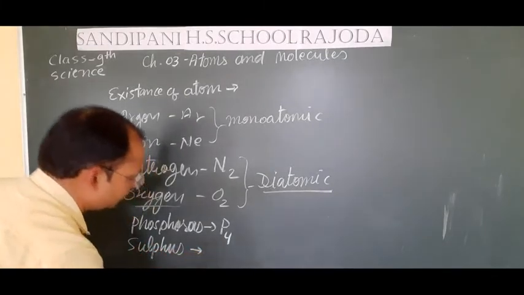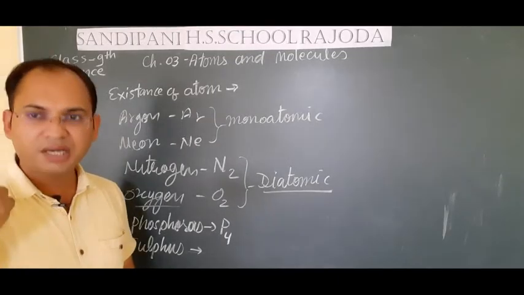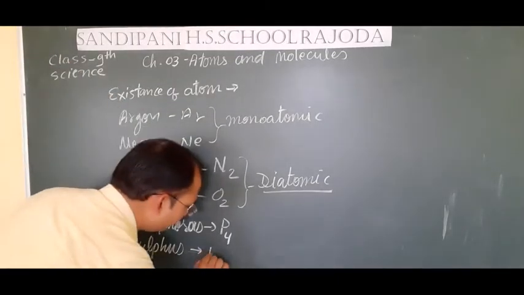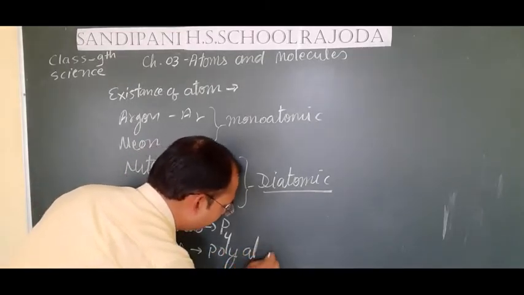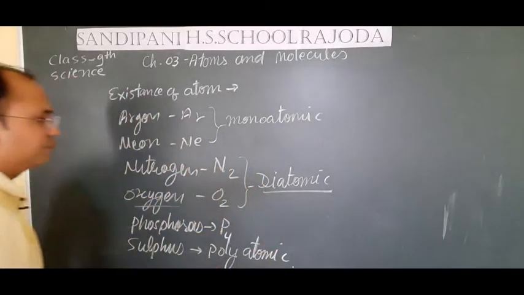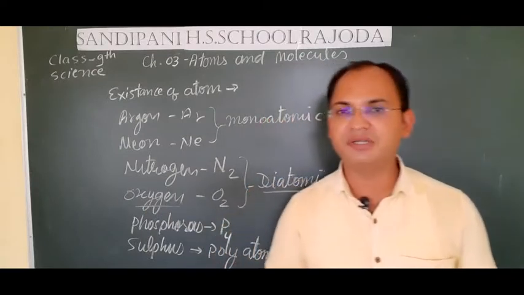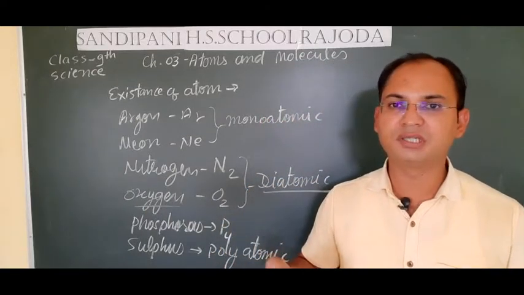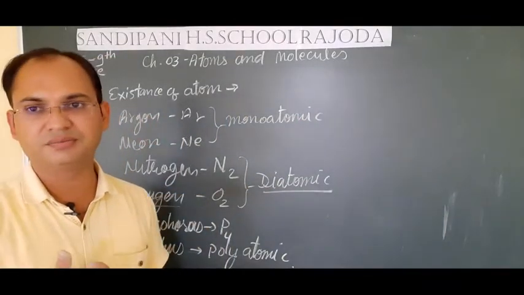Sulfur does not possess a fixed number of atoms in its molecule, but it can form its molecule with different numbers of atoms. There may be 5, 6, 7, 8. 8 atoms of sulfur can make one molecule of sulfur.